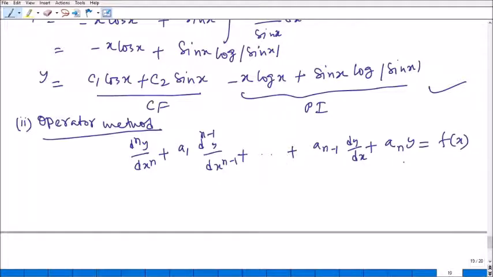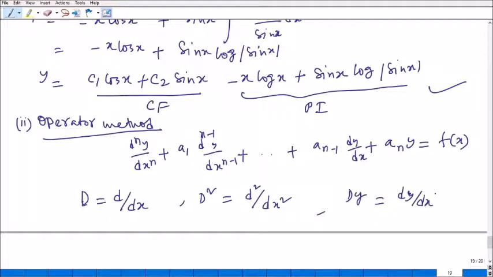Now let us represent the derivative by powers of D. So D is represented by the derivative, and the order of the derivative is represented by the power of D. So if it is D square, then we can write d2 by dx2. So if dy by dx is written as Dy, then D2y means d2y by dx2.